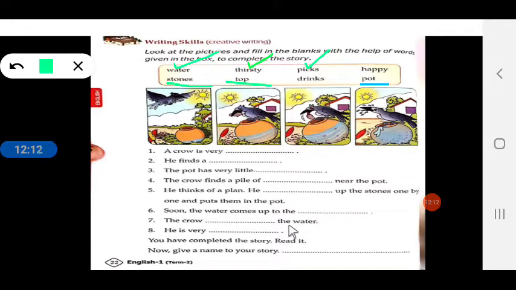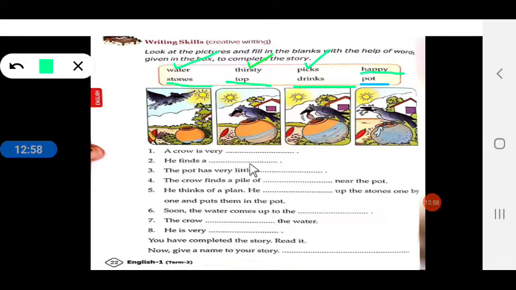Then the seventh one. The crow dash the water. The water comes up to the top, so the crow drinks the water. D-R-I-N-K-S, drinks. Then the eighth one. He is very dash. After drinking water, he feels very happy. H-A-P-P-Y. He is very happy. Then you have completed the story now. So now you can read. A crow is very thirsty.